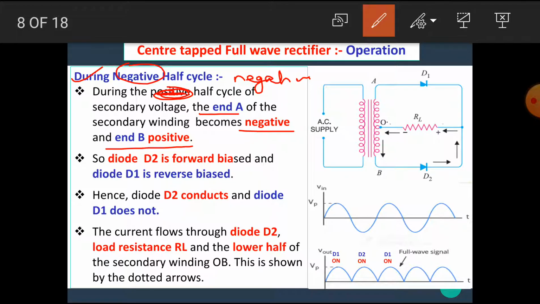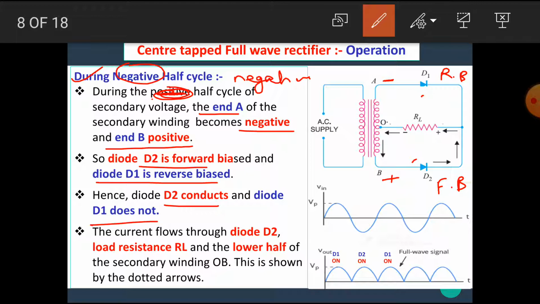Here the correction is that during the negative half cycle of the secondary voltage, the end A of the secondary winding becomes negative and end B becomes positive. So now end A becomes negative, hence diode D1 is in reverse bias condition and diode D2 is in forward bias condition. So diode D2 is forward biased and diode D1 is reverse biased. Hence, diode D2 conducts and D1 does not.